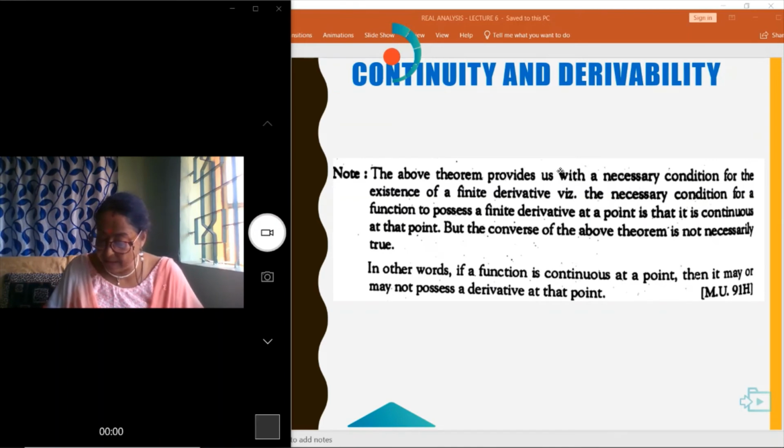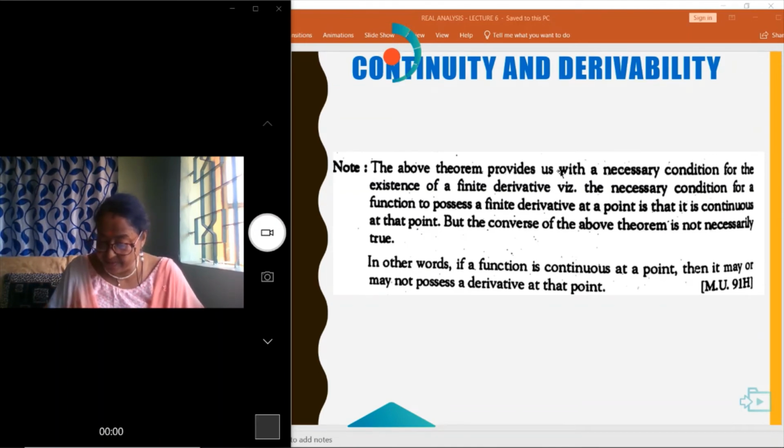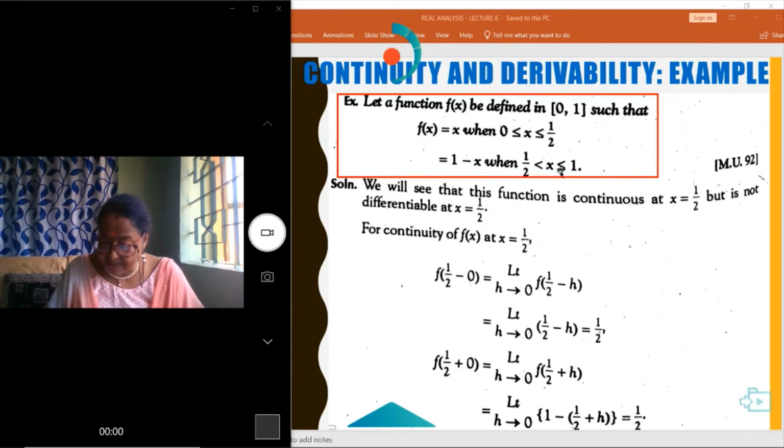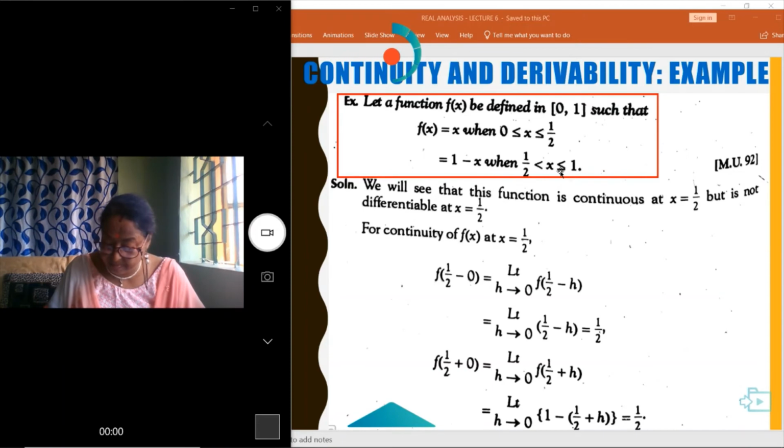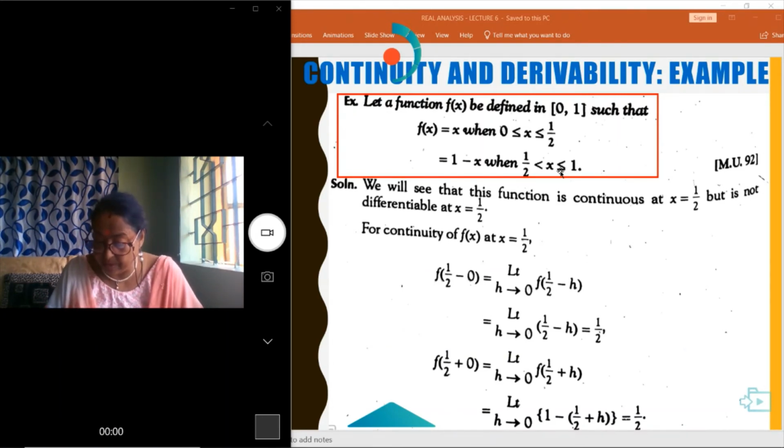Now, take an example. f(x) is equal to x, where x lies between 0 and half, and is equal to 1 minus x when x is greater than half and less than 1. Now we will find whether it is continuous and derivable at the point x equal to half or not.